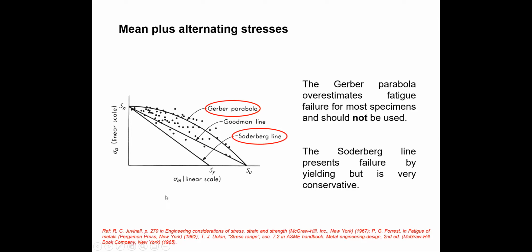And the Soderberg line. With his line, you can see so many points above it. That means even though it says that particular material is not safe, it is safe, because it will fail only after that point.